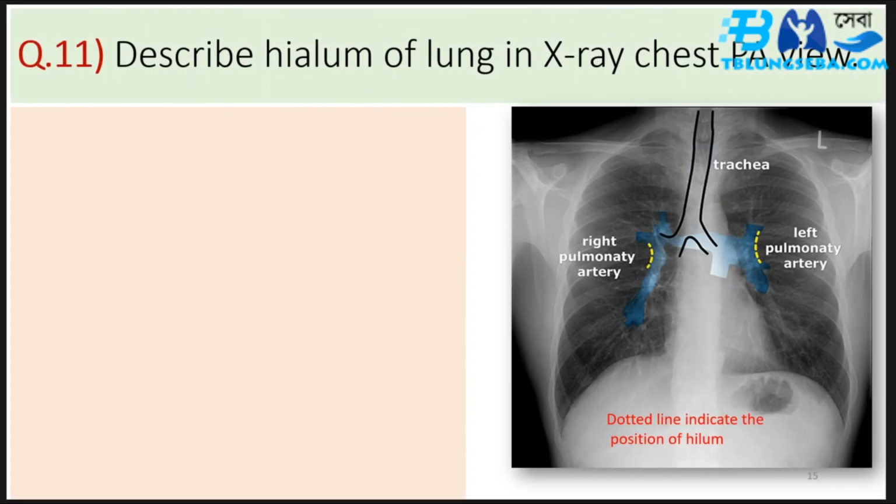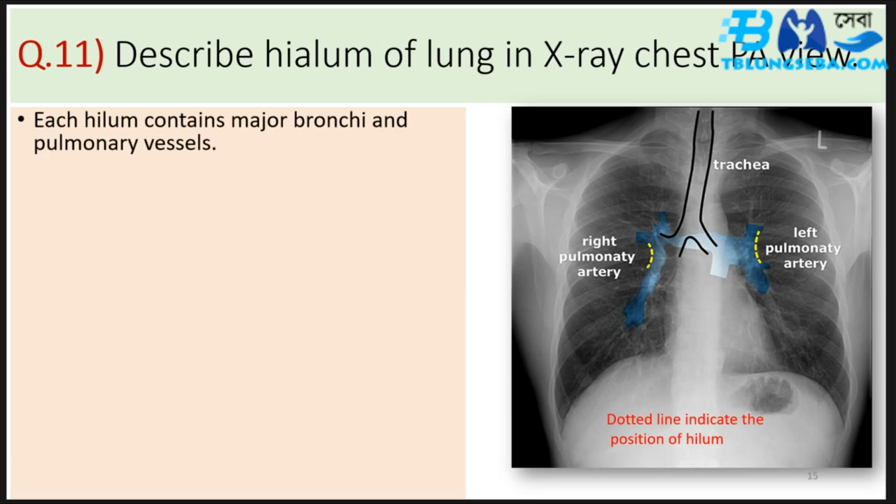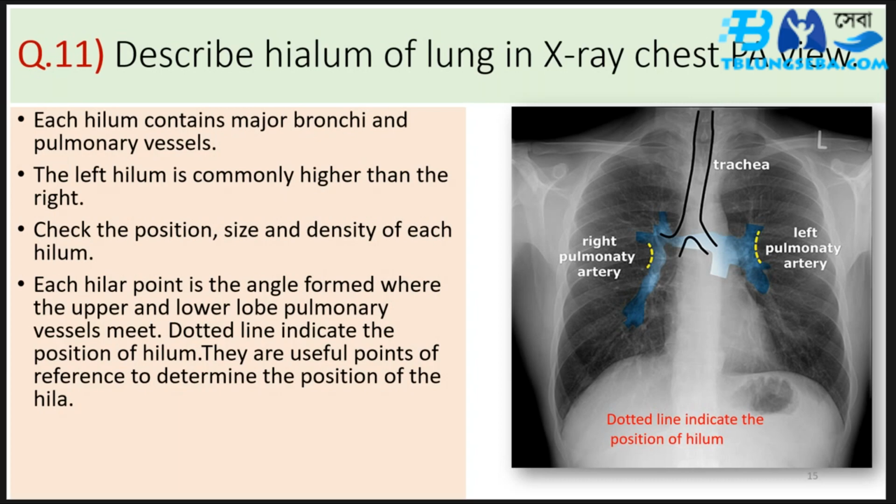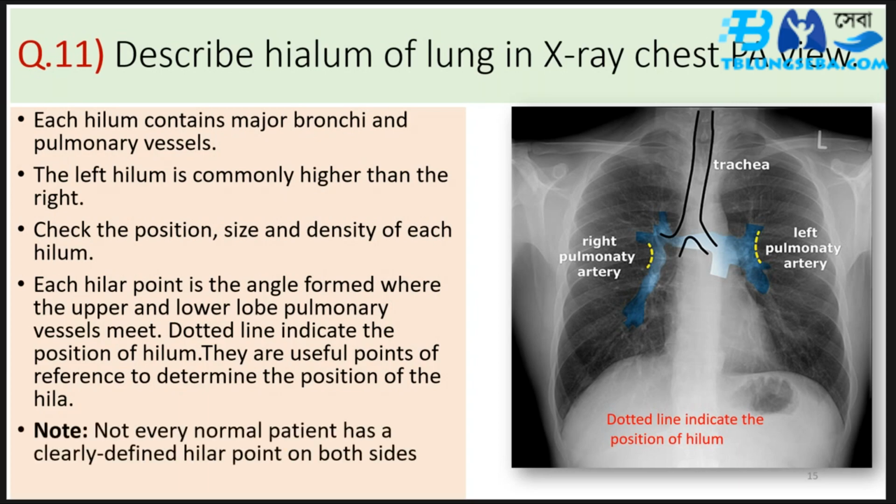Q.11. Describe hilum of lung in X-ray chest PA view. Each hilum contains major bronchi and pulmonary vessels. The left hilum is commonly higher than the right. Check the position, size and density of each hilum. Each hilar point is the angle formed where the upper and lower lobe pulmonary vessels meet. The dotted line indicates the position of the hilum. They are useful points of reference to determine the position of the hilar. Note, not every normal patient has a clearly defined hilar point on both sides.